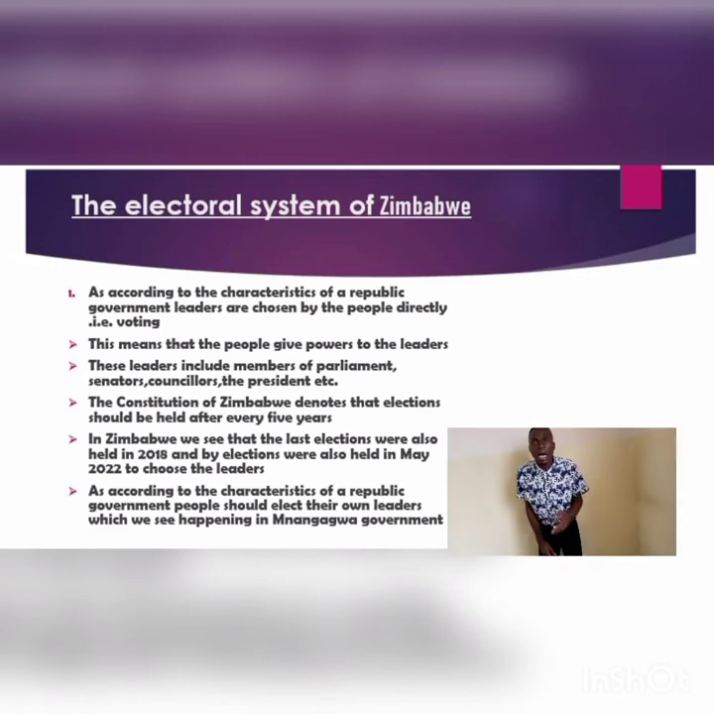For example, the people are able to elect their member of parliament, their senators, and the president himself is elected through elections. People cast their ballots into the ballot boxes so that they can choose their own leaders. So, given the analysis from the above, we can say the government of Mnangagwa is a republic government.